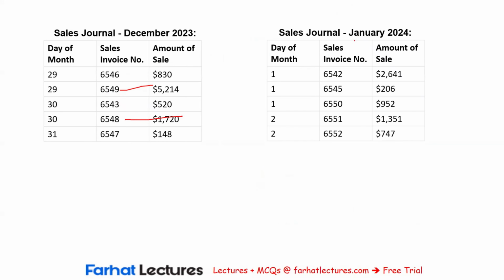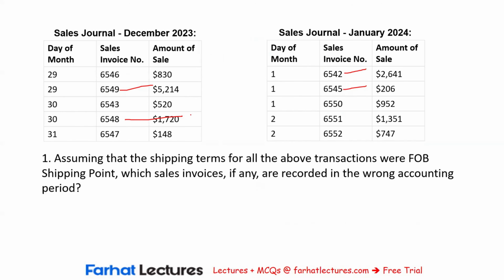Do we have any understatements of sales? We look at the sales recorded in 2024. We have the invoice 6542, which relates to a shipping document issued in 2023. Same thing for 6545. Those two may be understatements of sales, but we need to look at the shipping terms, FOB shipping point or FOB destination, and when these goods were delivered, if the shipping terms are FOB destination.